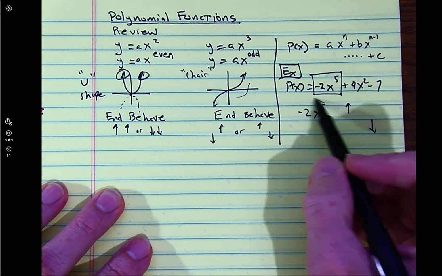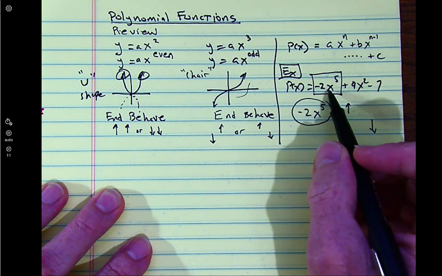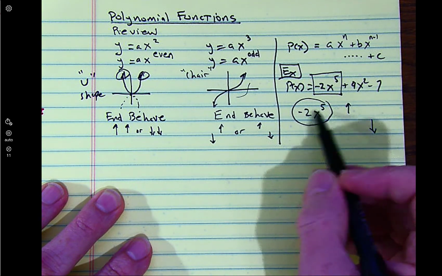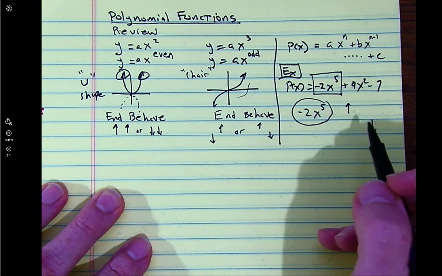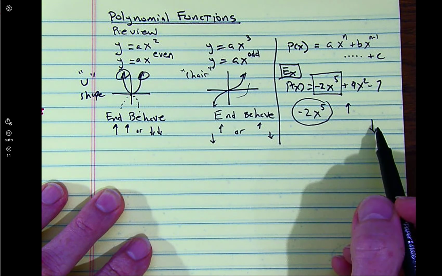Because this power function is the lead term of this polynomial function, and as x gets really large, this is all that's going to matter. So now when we start to sketch this polynomial function, we know something about its tails.